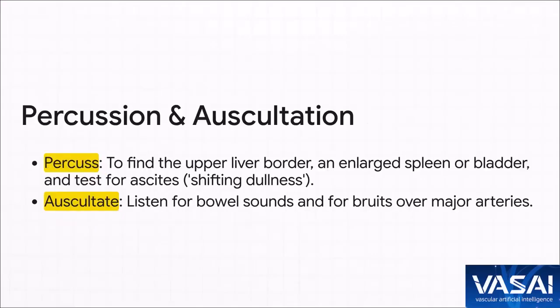To complete our assessment, we bring it home with percussion and our already performed auscultation. Percussion helps us to find the liver's upper border, detect an enlarged spleen or bladder, and it's essential for demonstrating shifting dullness in ascites. Then, with your stethoscope, you're not only listening for bowel sounds, but also for vascular bruits over the liver, aorta, and renal arteries, which could indicate turbulence.